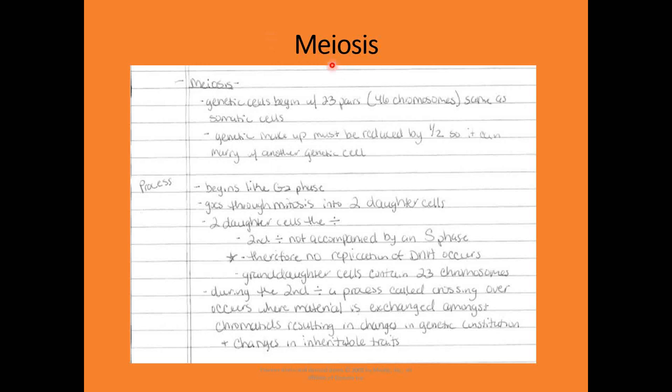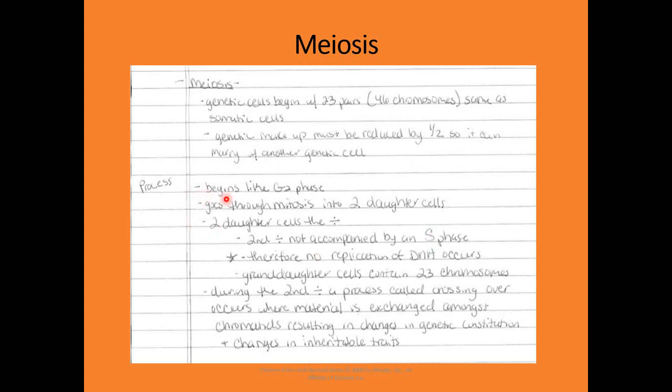Moving on to meiosis. During meiosis, this is your genetic cells that are reproducing. They begin with 23 pairs or 46 chromosomes, the same as somatic cells. But what happens is that instead of duplicating each of the cells during meiosis, the genetic makeup must be reduced by half so it can marry with another genetic cell. So that's how we're making babies. We're getting the cells together so that it can produce an embryo.